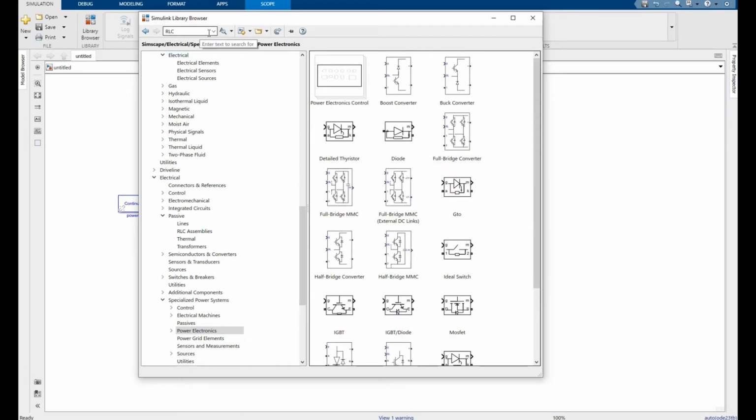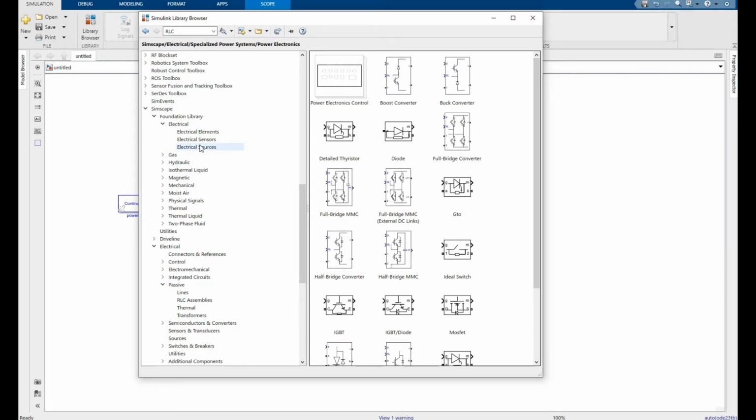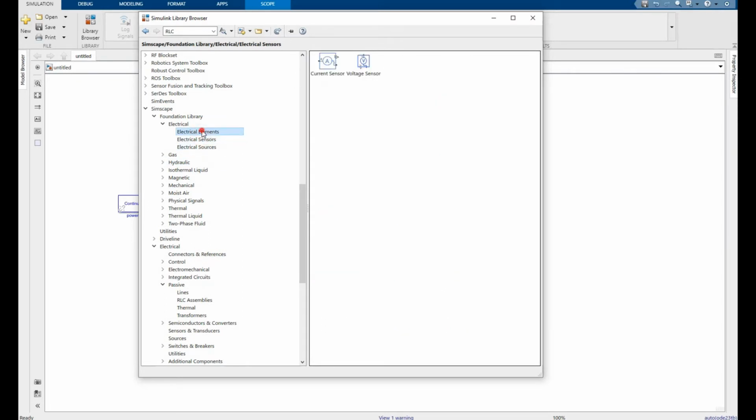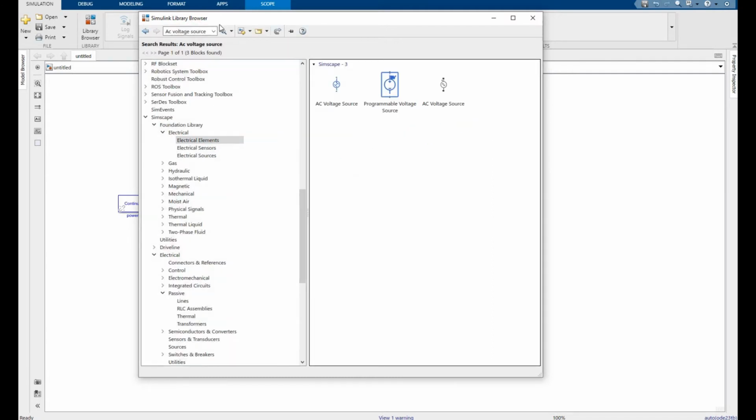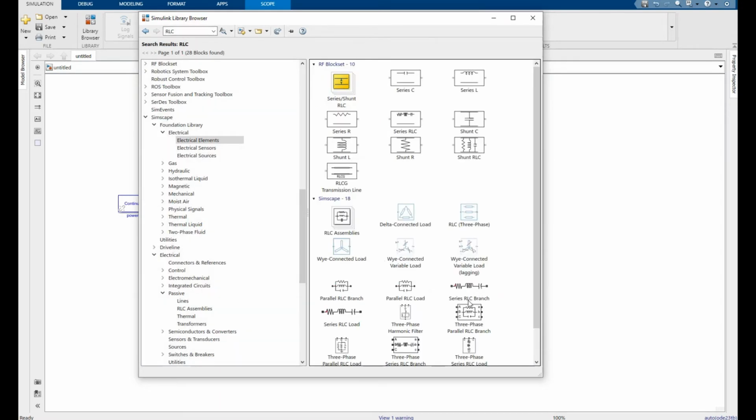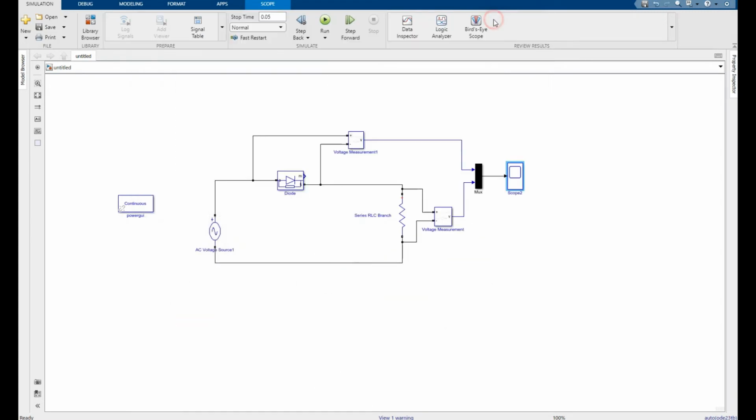After that you can easily find the AC source by just typing AC voltage source and pick this one. Then type RLC and pick this RLC series branch. Notice that you also have the series RLC load branch, but just pick the RLC series branch, right? Now you can also find the voltage measurement by just searching in the browser library.